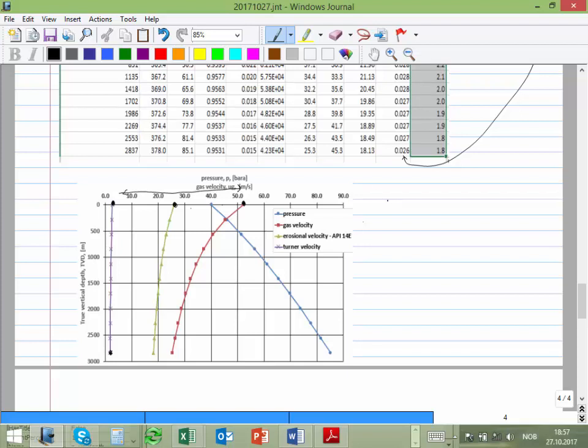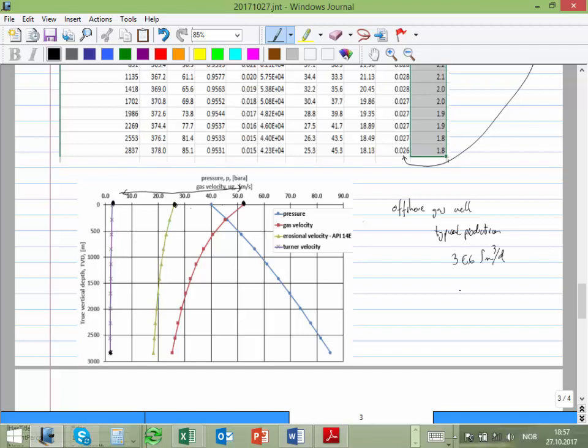I'm not sure, I cannot give you a number, but for offshore gas wells, the typical production is around 3e6 standard cubic meters per day, or something like 30 million mmcf per day. While for an onshore well, a big onshore gas well might be a third of that.